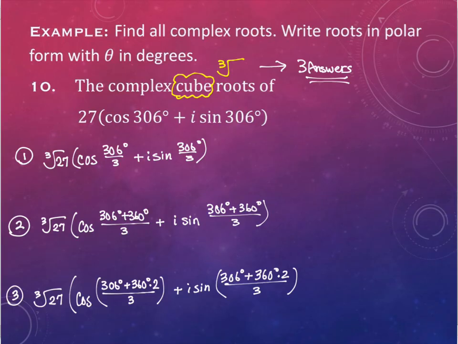So we're cleaning these up. What's the cube root of 27? 3. So at the beginning of each one of these, we're going to start with 3. What's 306 divided by 3? 102. So my first answer, written in polar form, we'll leave the 3 out in front. If you moved it through, it wouldn't be the end of the world. It's 3 cosine of 102 plus i sine 102.